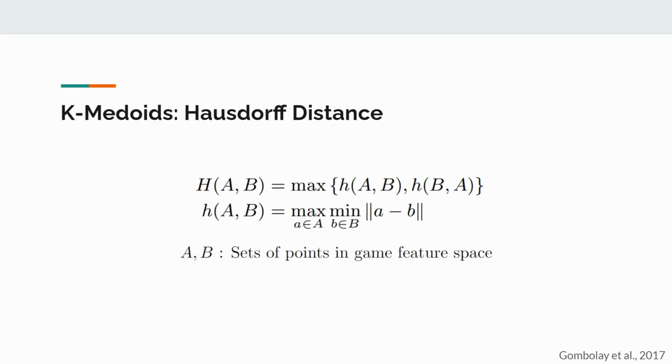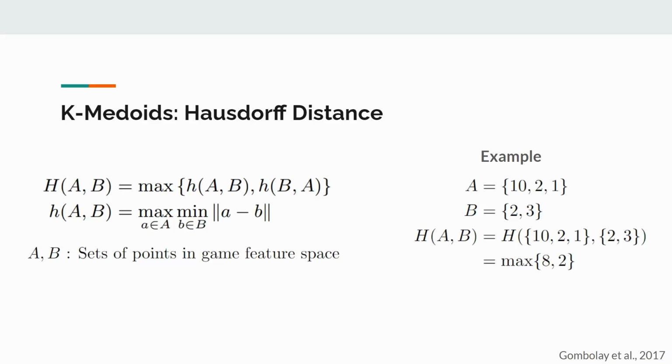And for simplicity, let's look at an example where A and B are subsets of the reals. So we can see that for the first set, the maximum is 10, and for the second set, the minimum is 2. Subtracting these two values should give you 8. And then for the second part of the Hausdorff distance, you just swap the order of the sets. So you take the maximum of the second set, which will be 3, subtracted from the minimum of the first set, 1, to achieve the max between 8 and 2.